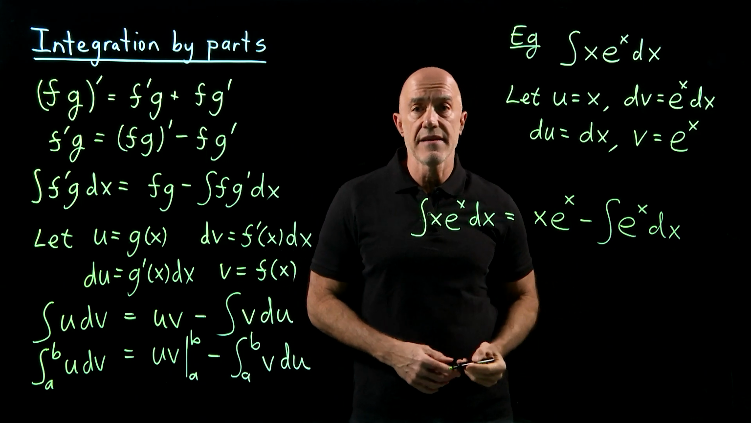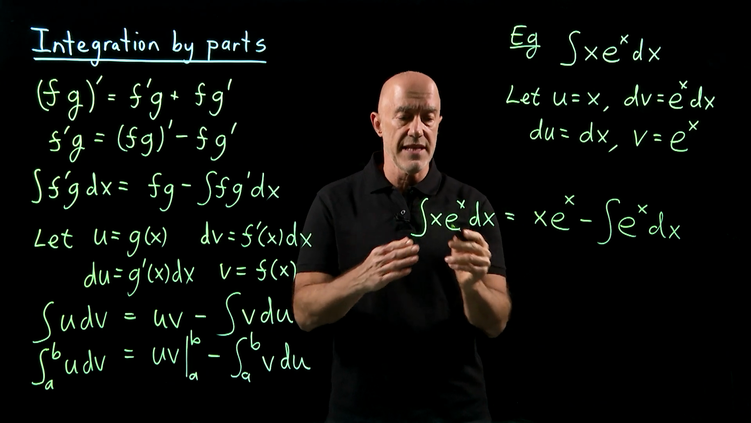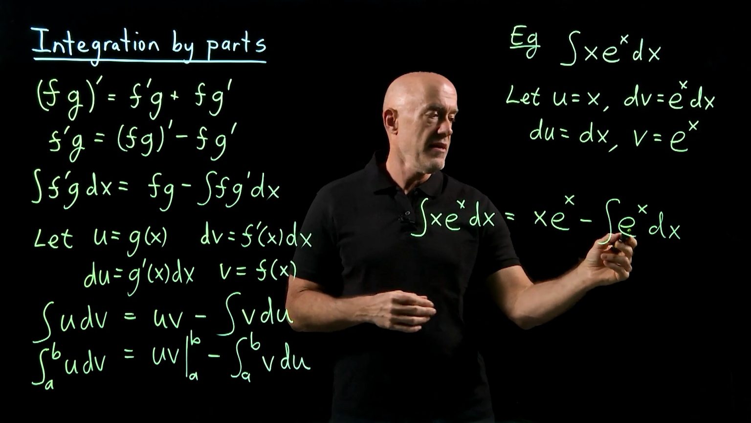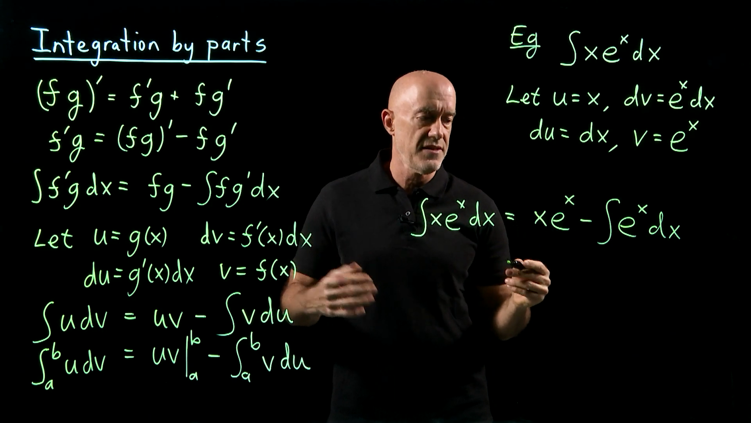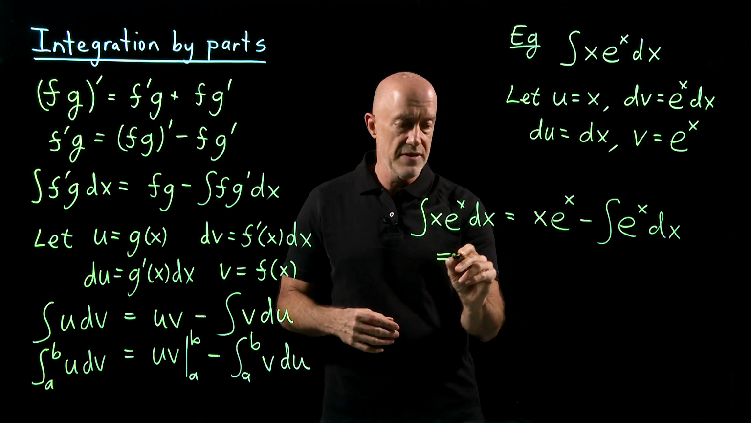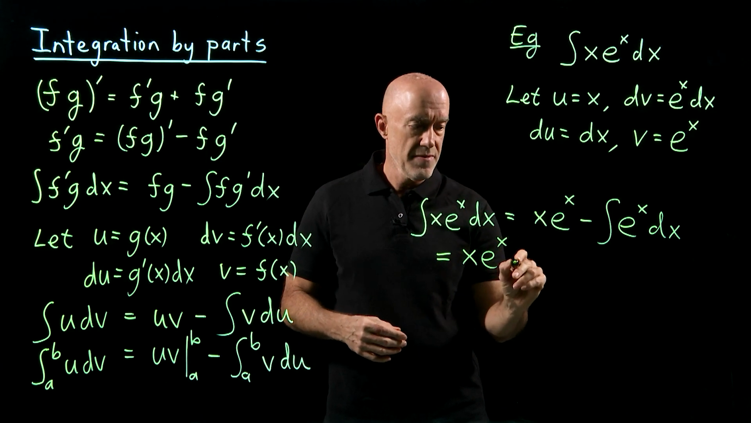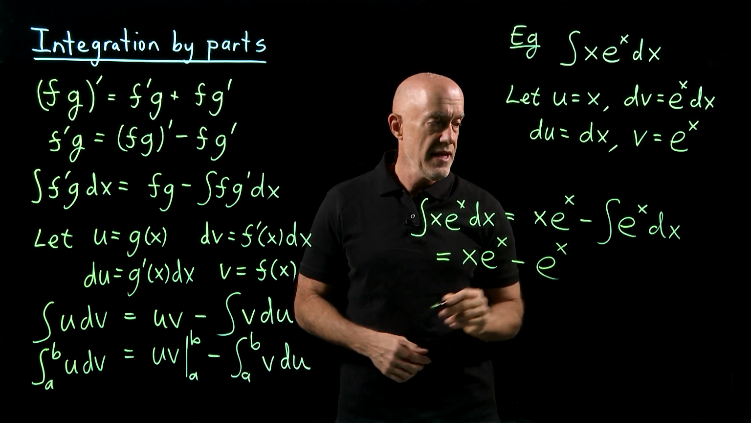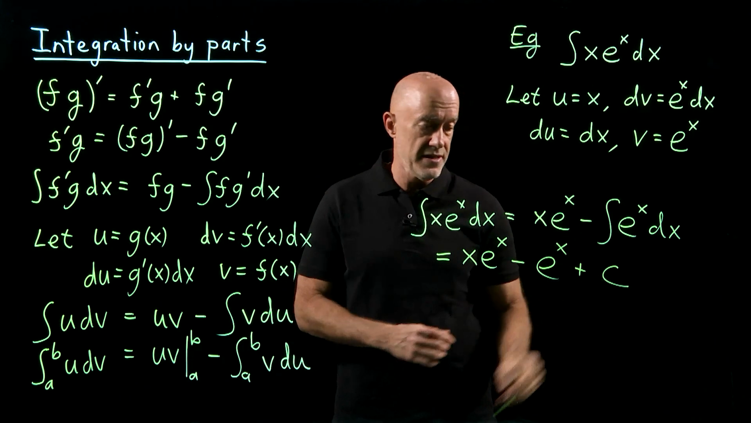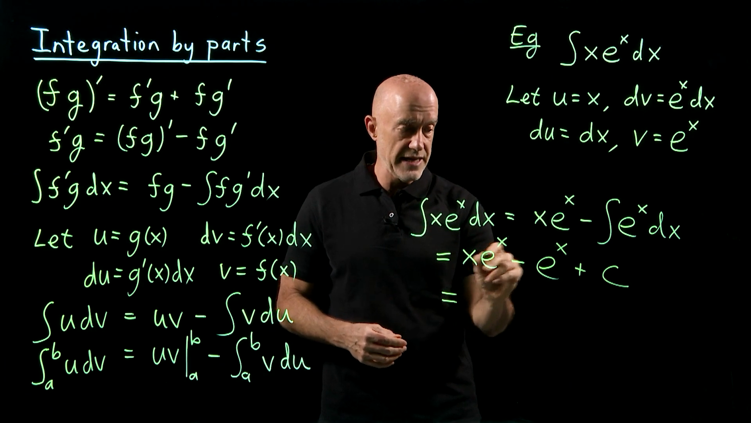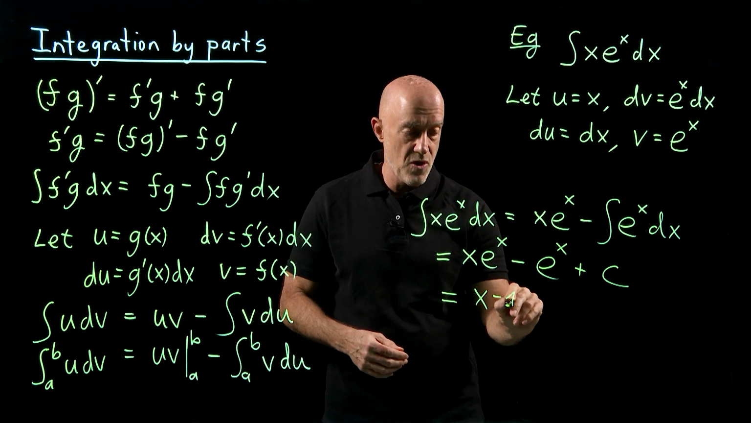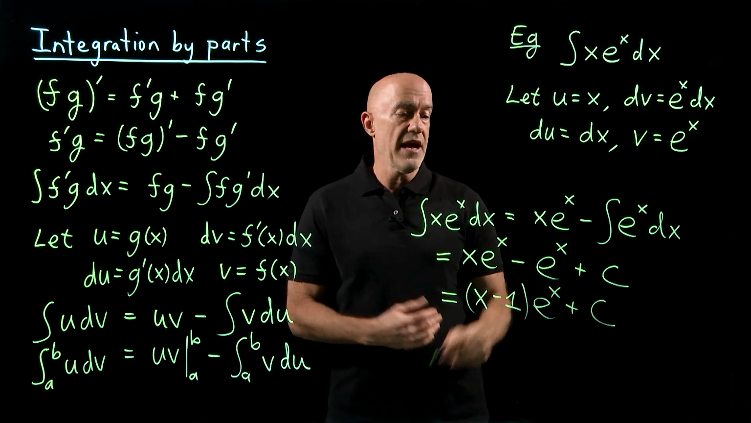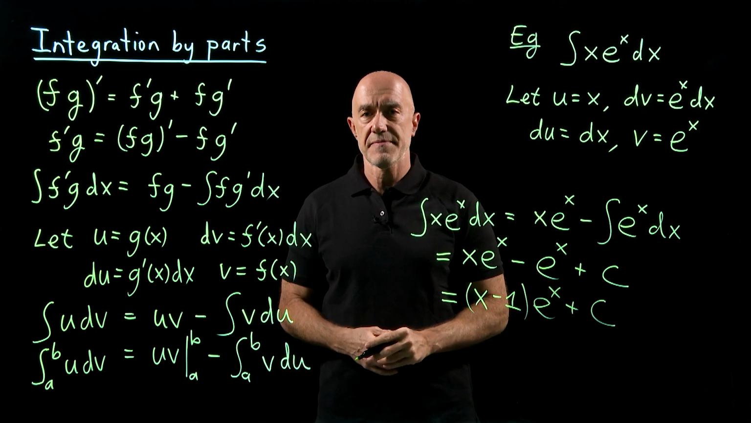We can integrate that, okay? So the key here is that x e to the x dx looks like it might be difficult to integrate, but e to the x dx is easy to integrate. So this becomes x e to the x minus the integral of e to the x is e to the x, so minus e to the x. And to that we add an integration constant, c. And then we can collect terms. So this is x minus 1 e to the x plus c. And we've completed the integration.